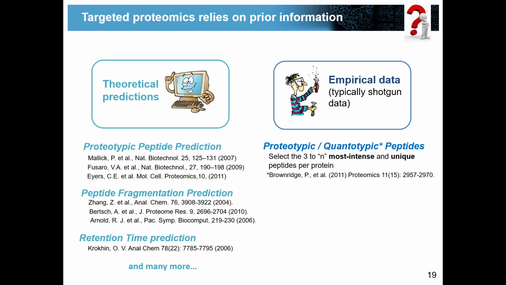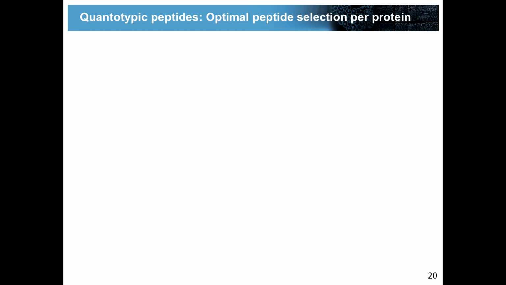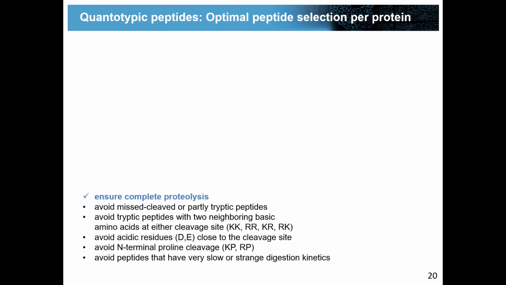So quantotypic peptides, what the people from this paper wanted to say with this term is that these are peptides that should be ideally suited for quantification. And that means a quantotypic peptide should fulfill quite a few more rules or features than just being the most intense and being unique for a protein. I've tried to summarize some of these rules here on this slide for you.